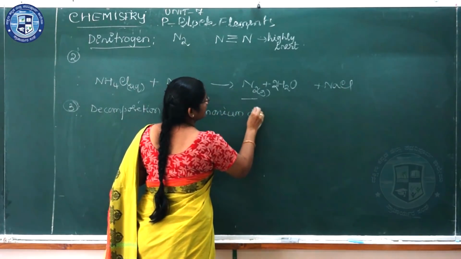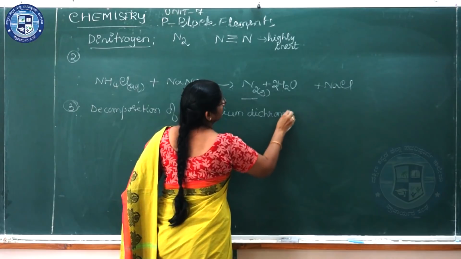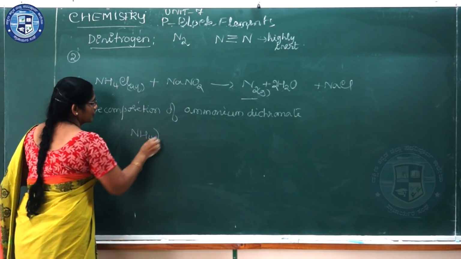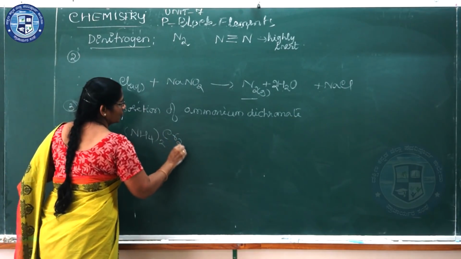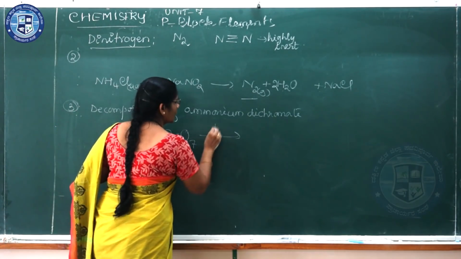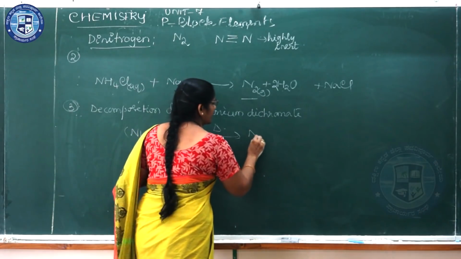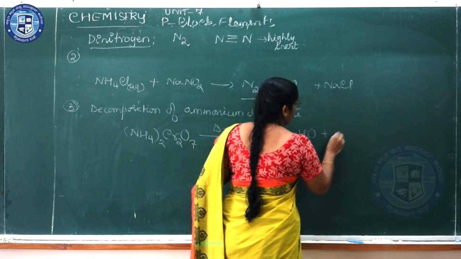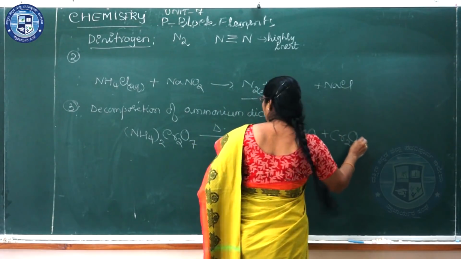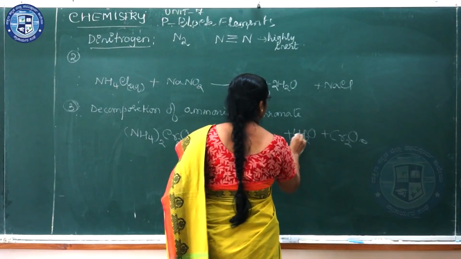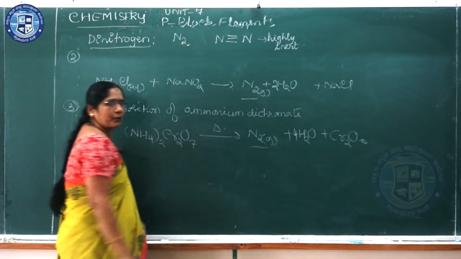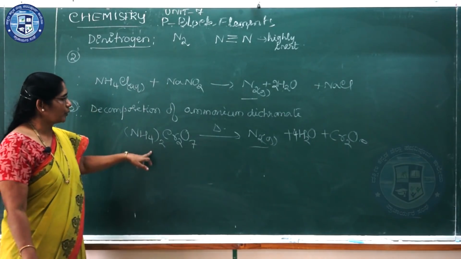This is orange colored crystal, ammonium dichromate, (NH4)2Cr2O7. On strong heating it gives out nitrogen gas, and water is formed, and Cr2O3. So nitrogen is the product formed on strong heating of ammonium dichromate.